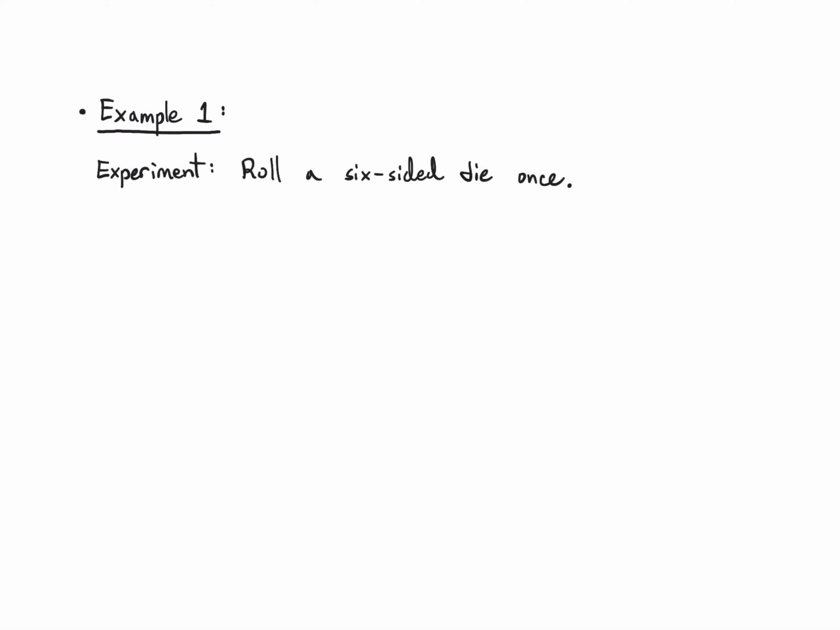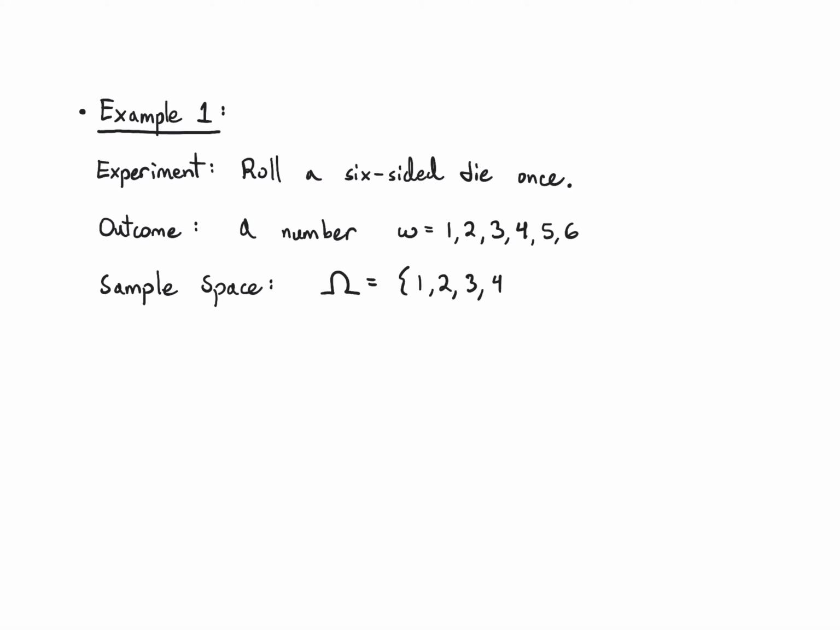Okay, our first example. We're going to have an experiment, which is to roll a six-sided die. We're just going to roll this die once, and we're going to record what we see on the top. Okay, that's it. That's the experiment. The outcome is just going to be a number, and the number omega can take values 1, 2, 3, 4, 5, and 6. So what's the sample space? That's simple. The sample space is just the set of all possible outcomes, which is 1, 2, 3, 4, 5, 6.